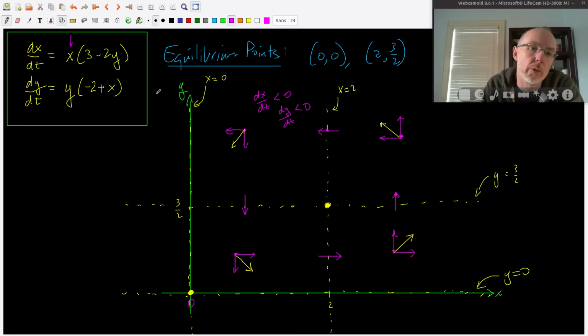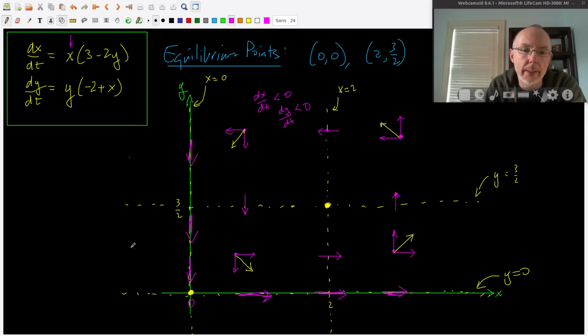What about if x is equal to 0? If x is equal to 0, then this quantity here will be 0, and so x isn't changing. It's a pure change in the y direction. X is 0, so y is decreasing. So along this curve, when x is 0, we're moving straight down. What about when y is 0? Well, when y is 0, this term will be 0, so y is not changing. The rate of change of x, though, will be 3 times x. X is positive, and so x is increasing now along the curve where y is equal to 0. And so we get a pretty good picture.